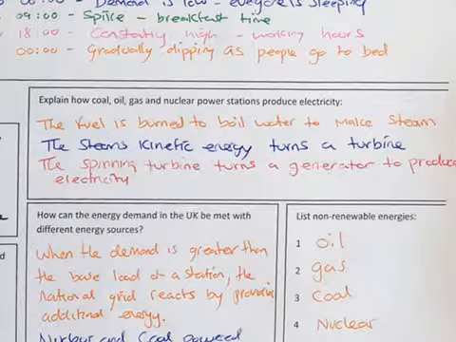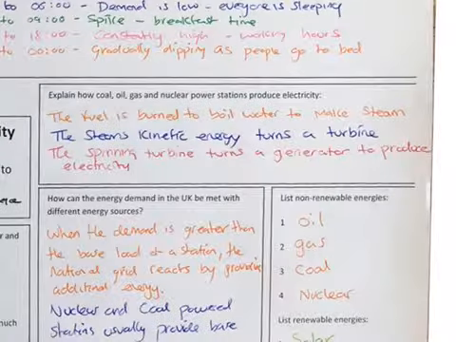We're going to heat water. That water then is going to turn into steam. The steam is kinetic energy, and it's going to turn a turbine. And then the spinning turbine turns a generator, which produces electricity. It's pretty much the same for everything.